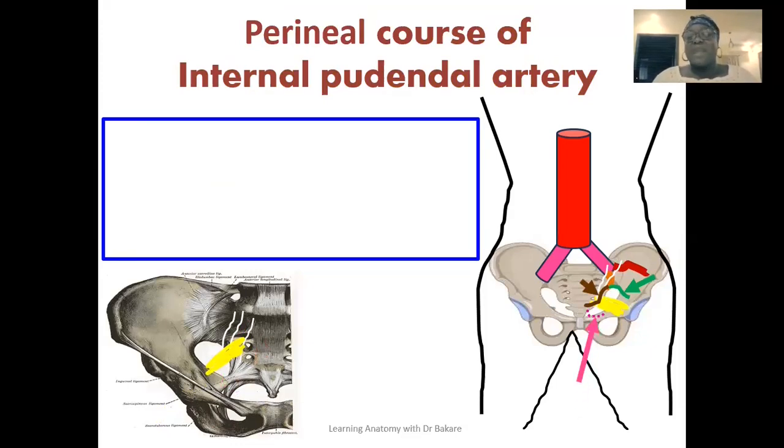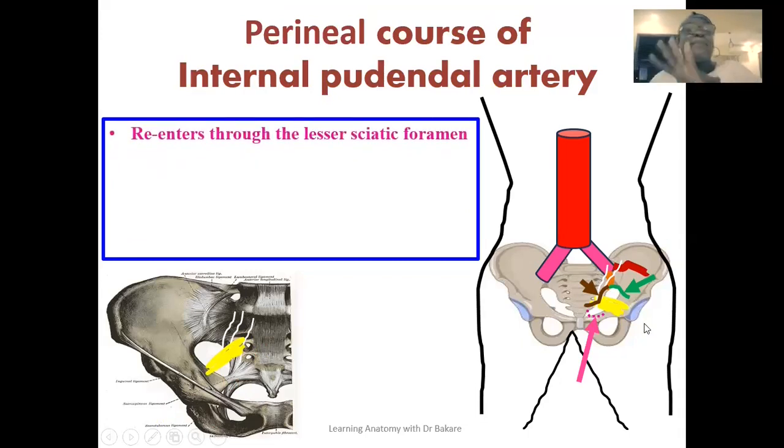So this is where we say we have the internal pudendal artery in this image. After exiting the pelvic cavity through the greater sciatic foramen, it is seen to re-enter back through the lesser sciatic foramen. In this image, we have the internal pudendal artery exiting the pelvic cavity, winding around the posterior aspect of the ischial spine and the sacrospinous ligament. From there, it is redirected through the lesser sciatic foramen.